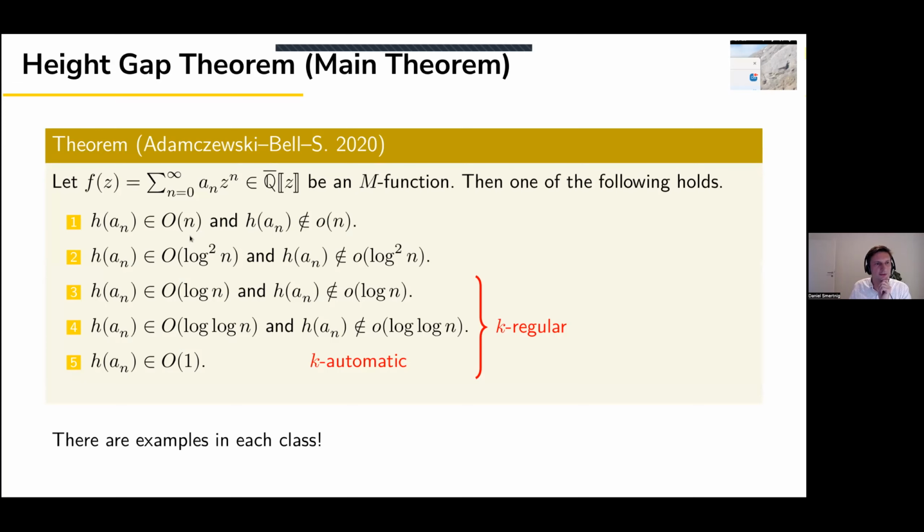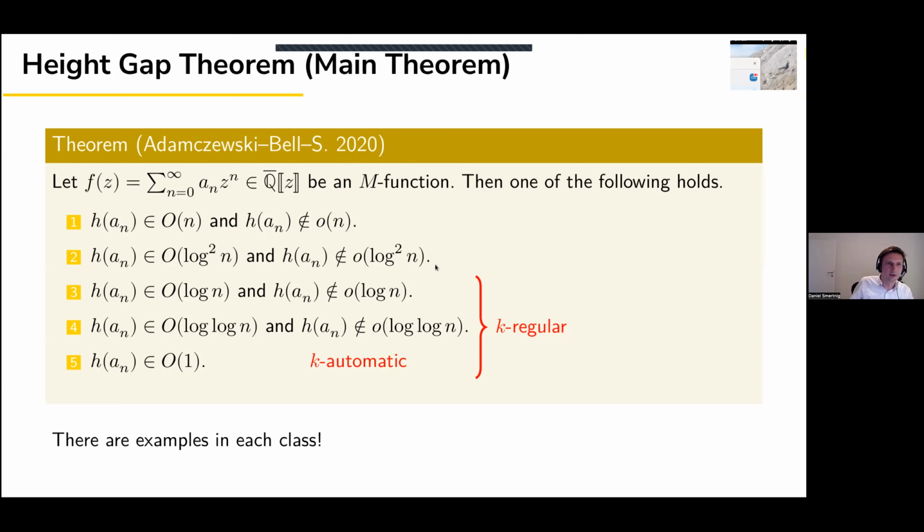So one always has that the logarithmic height is at most big O of n. But if it is already in little o of n, then it must be in big O of log squared n. So for instance, log cubed n is impossible. So this is the general structure of this theorem. You have some bound in big O, and if the same bound were satisfied with little o, you drop down into the next class. And the classes that there are: n, log squared n, log n, log log n, and constant.